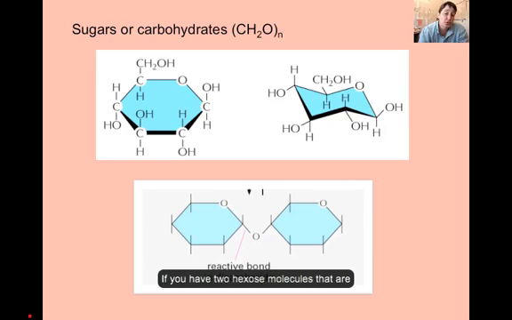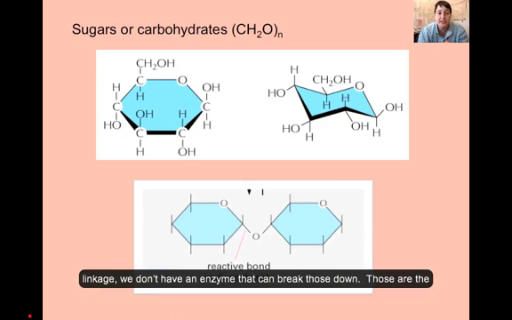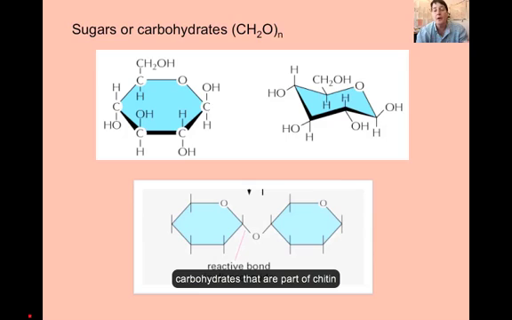If you have 2 hexose molecules that are bound to one another, they're bound by, in this case, what is it called? Does anybody remember? It's an alpha or a beta 1,4 glycosidic linkage. Beta 1,4 glycosidic linkage, we don't have an enzyme that can break those down. Those are the carbohydrates that are part of chitin or cellulose.